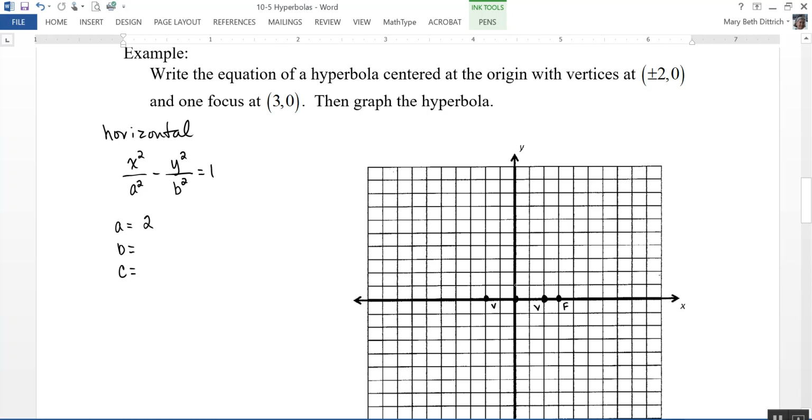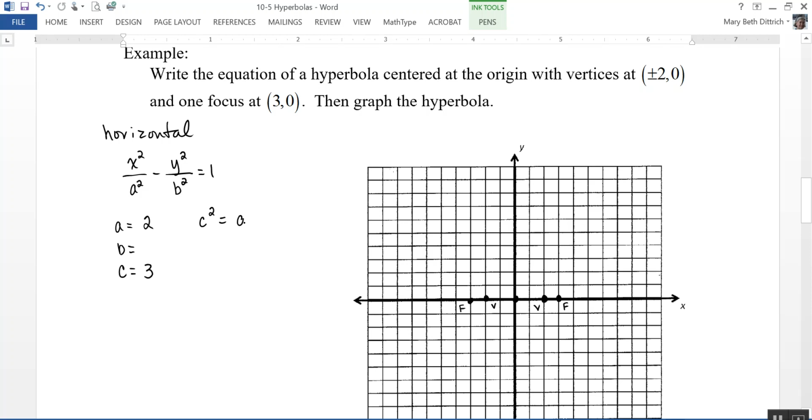I do know that my c is going to be 3, because c is the distance from the center all the way out here to a focus. And then I'm going to have another focus out here at -3. I didn't mention it in the last one, but remember that for an ellipse we had c squared equals a squared minus b squared.